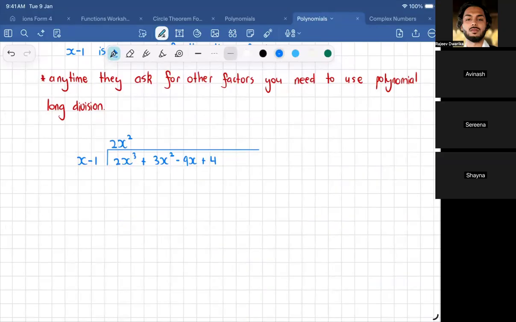So now we're going to take that quotient and multiply it by the divisor. So what is 2x squared by x? 2x squared by x is x cubed. x cubed or 2x cubed? 2x cubed, sorry.